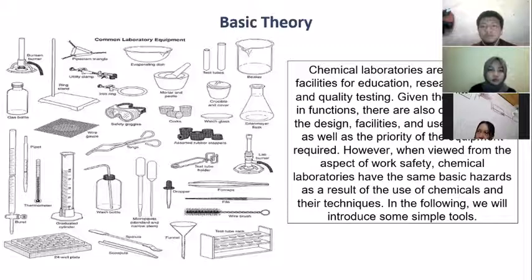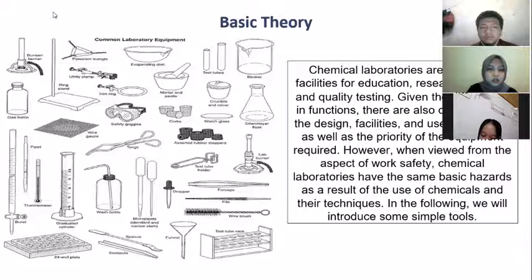Basic theory. Chemical laboratories are important facilities for education, research, service, and quality testing. Given the differences in function, there are also differences in the design, facilities, and use of material as well as the priority of the equipment required. However, when viewed from the aspect of work safety, chemical laboratories have the same basic hazards as a result of the use of chemicals and their techniques. In the following, we will introduce some simple tools and their use.